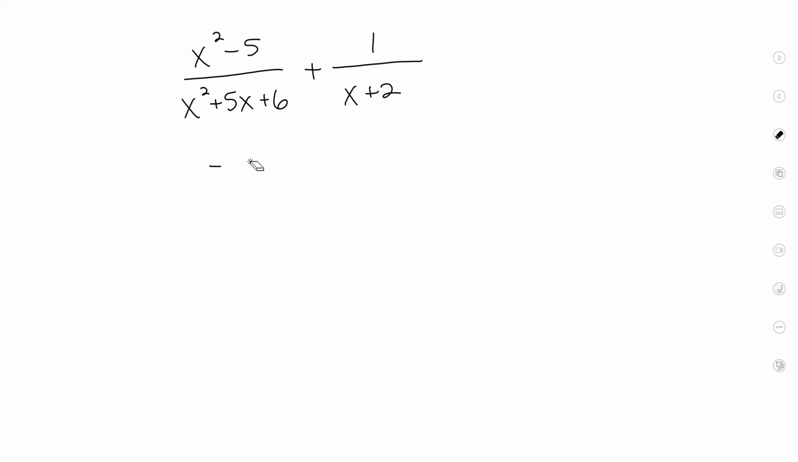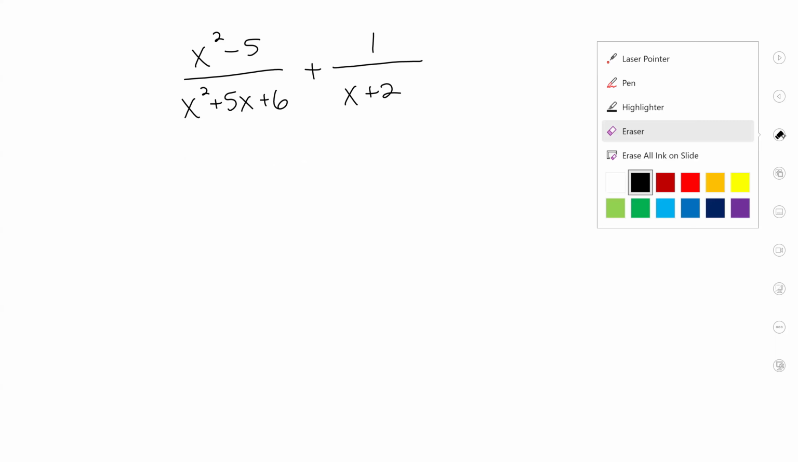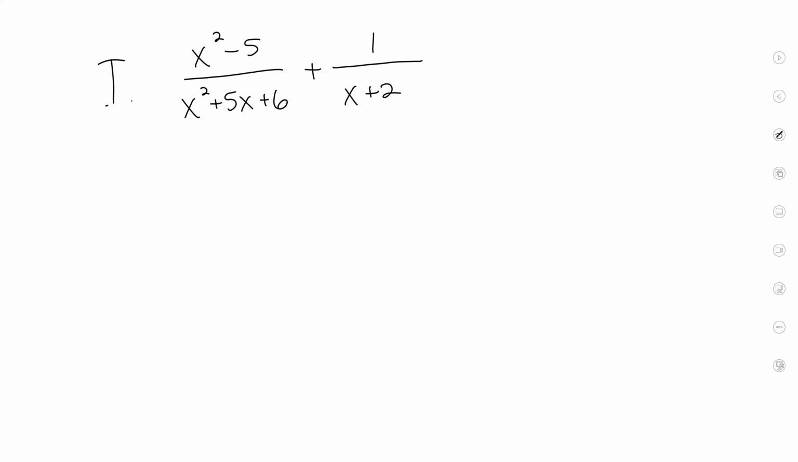So I'm going to do an X chart here. I need two numbers that multiply to 6 and add to 5. Good. 3 times 2 is 6, 3 plus 2 is 5. So I'm going to rewrite this problem. I have x plus 3 and x plus 2 as my denominator.